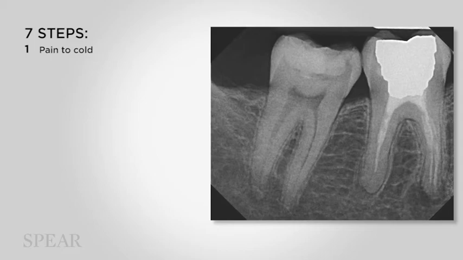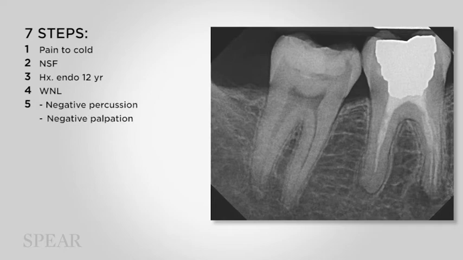And while their medical history is insignificant for anything, their dental history is significant for having had a root canal on this tooth, tooth number 30 in that area over 12 years ago. And then, we do our extraoral exam, which is non-contributory, and our intraoral exam shows the area being completely negative to percussion and palpation tests.